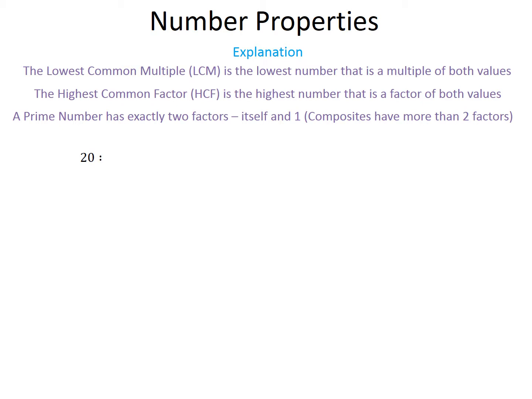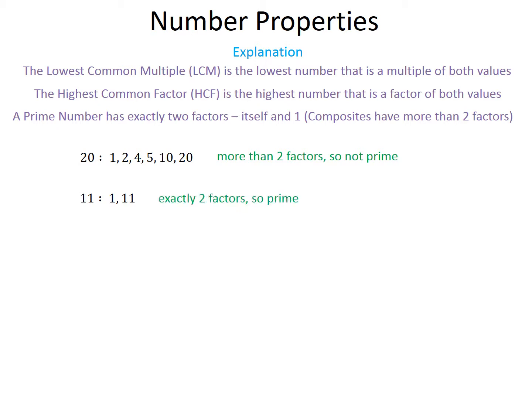And so if we have a look at the number 20, we want to know if it's prime or a composite. We could start by listing all its factors, so all the numbers that go into 20 without remainder. And so 1, 2, 4, 5, 10, and 20. Since there are more than 2 of them, that means that it is a composite number. It's not prime. If we have a look instead at the number 11 and we list all its factors, only 1 and 11 go into 11 without remainder, and so that means that it is a prime number, because its only 2 factors are itself and 1.